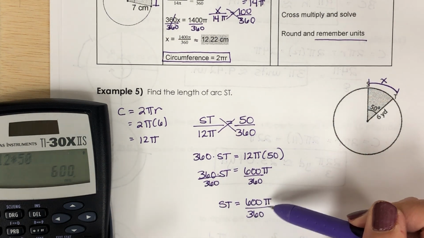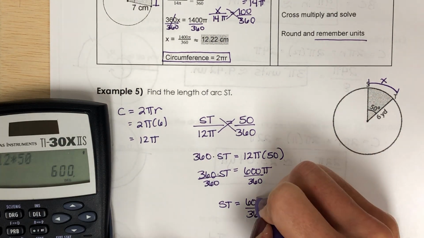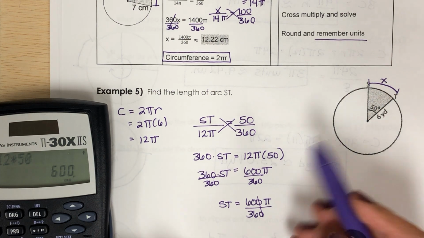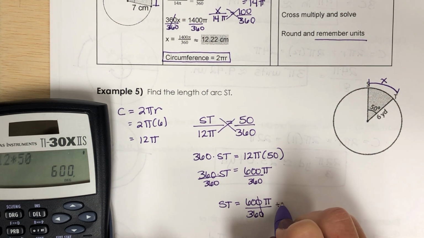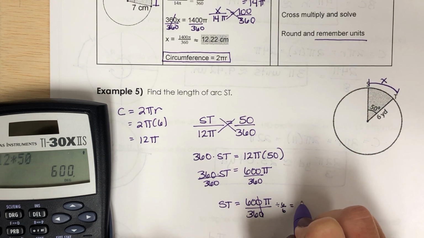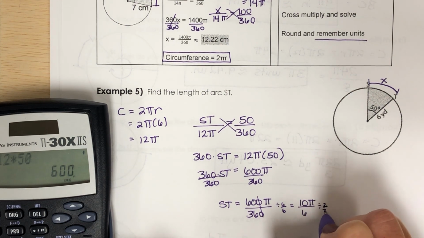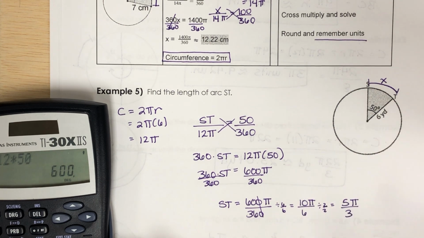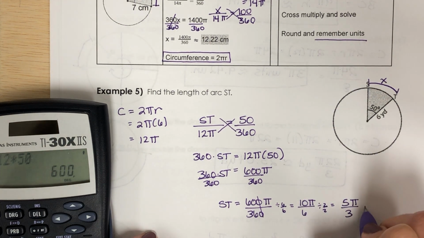Now, if I wanted to keep my exact value, obviously I want to simplify it, so I would just start simplifying. I'm going to divide by 10 tens. 60 over 36, I can divide by 6 sixths, and I would get 10 pi over 6. I could still divide by 2 twos, and that equals 5 pi over 3. So that would be my exact value, and my units is yards.